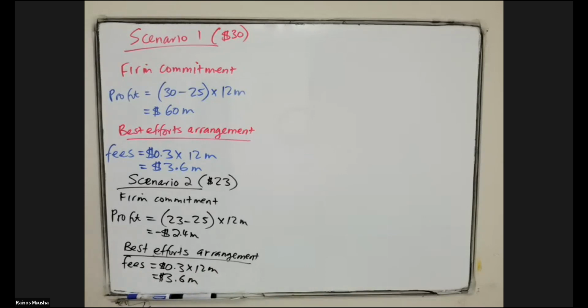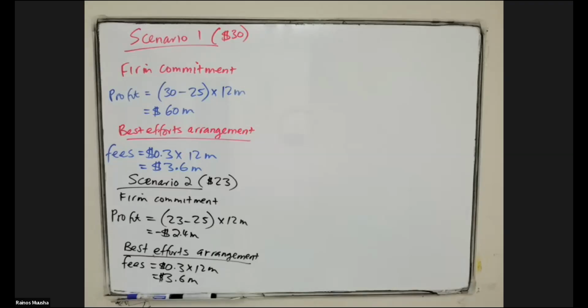So what do we see about the two alternative arrangements? The best efforts arrangement guarantees us a fee, isn't it? The best efforts arrangement guarantees us a fee, and the firm commitment arrangement can either make us a huge amount of profit, or it can result in us suffering what? A loss as well.